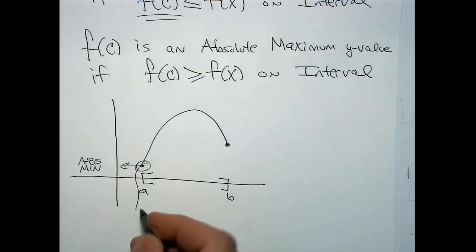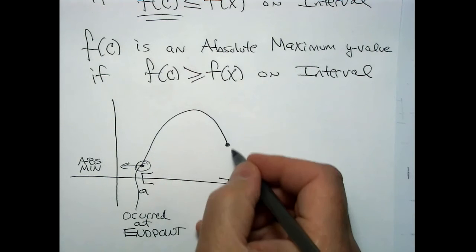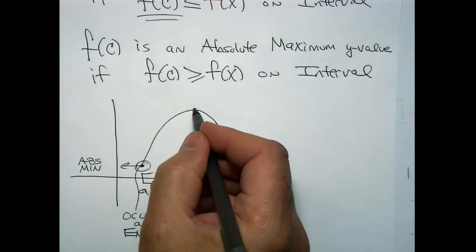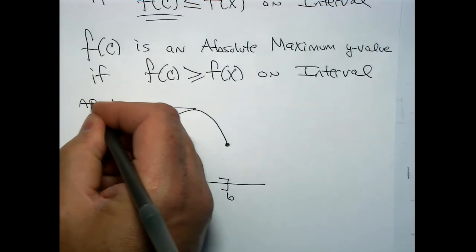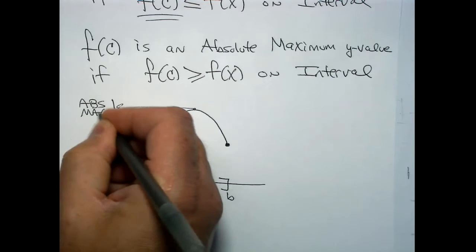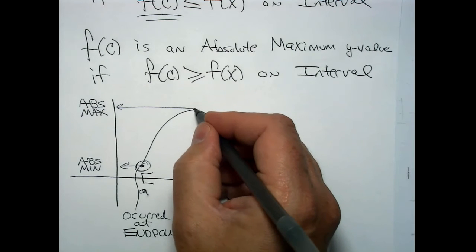Where did it occur? This occurred at an end point. Where's the absolute maximum? Up here, right at the pinnacle. Where did that occur? This occurred on top of a hill.